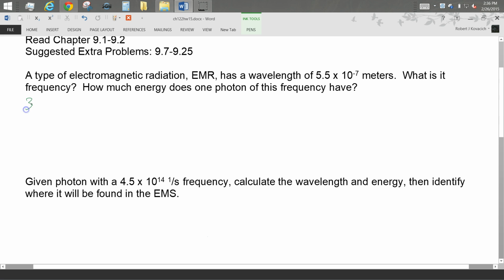So I want inverse seconds to give me my frequency. So I'm going to start with 3 times 10 to the 8th meters per second. That way my seconds is in the denominator right where I want it. And then I'll put 5.5 times 10 to the negative 7th meters here, and then the meters will cancel out.